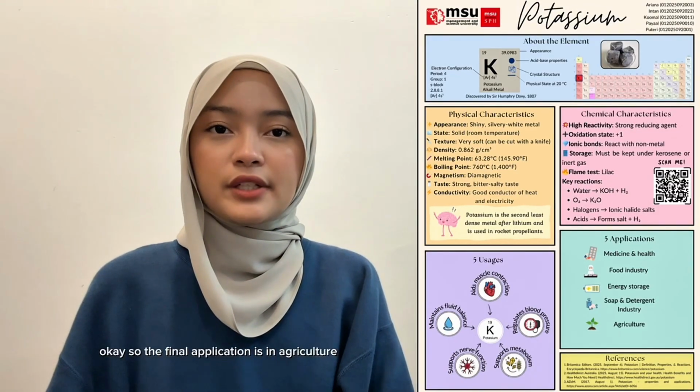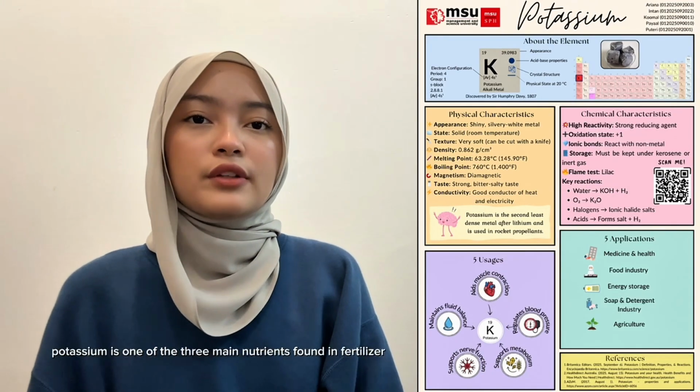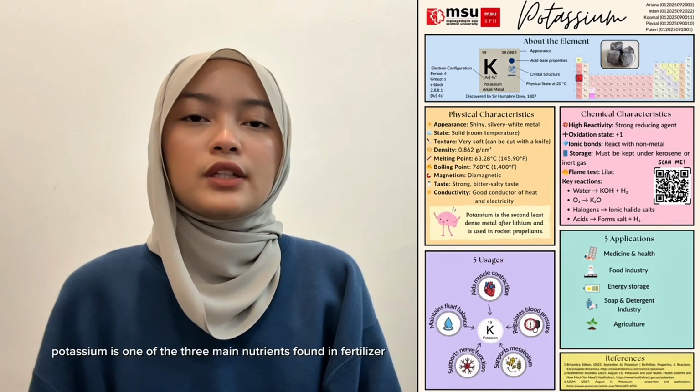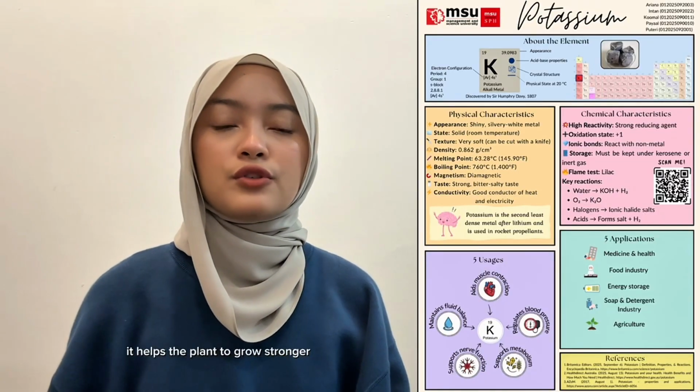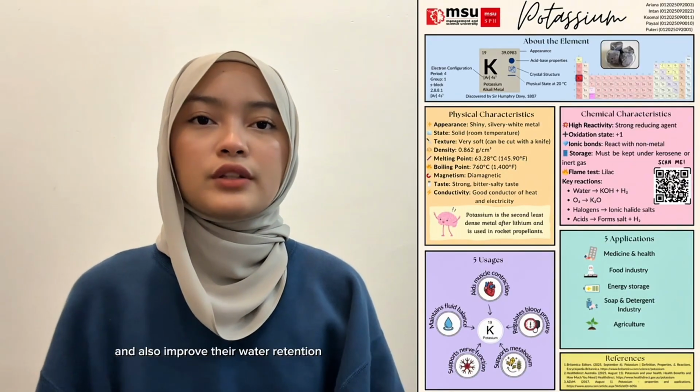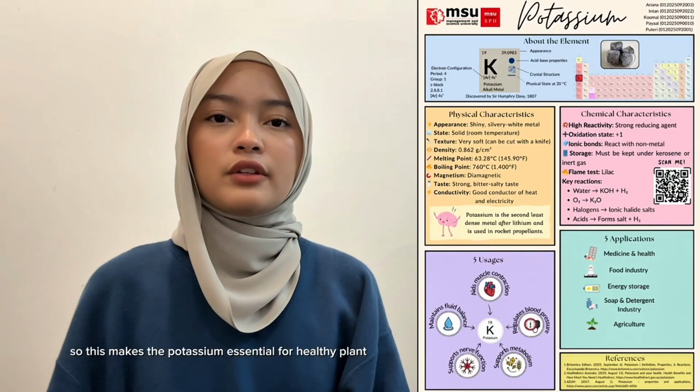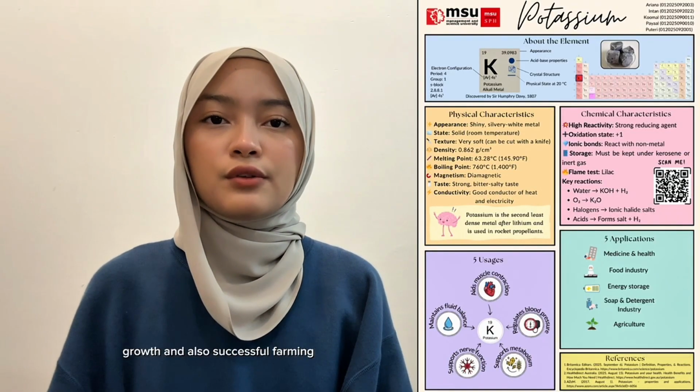Okay, so the final application is in agriculture. Potassium is one of the 3 main nutrients found in fertilizer together with nitrogen and also phosphorus. It helps the plant to grow stronger and also improve its water retention. So this makes potassium essential for healthy plant growth and also successful farming.